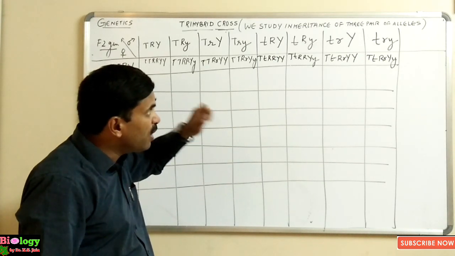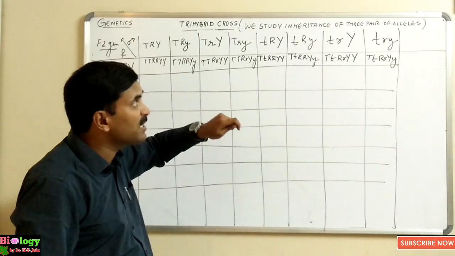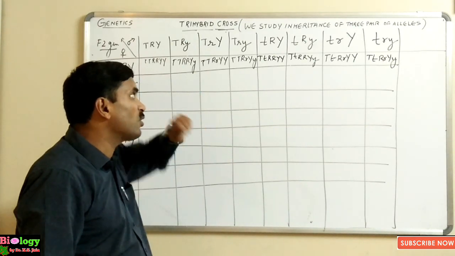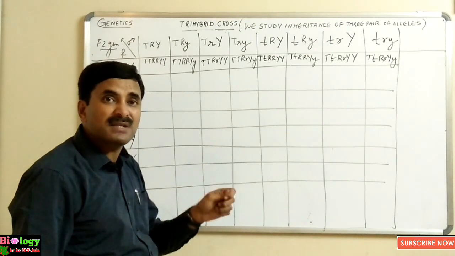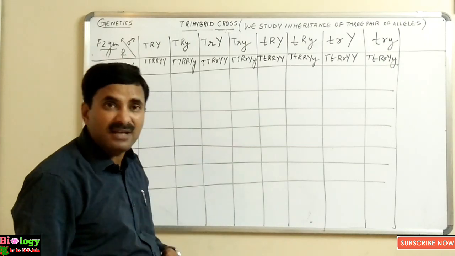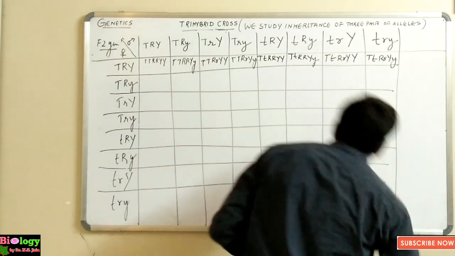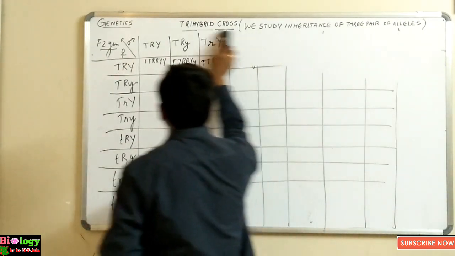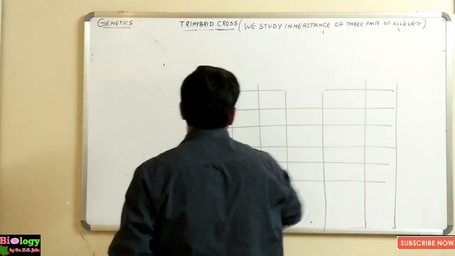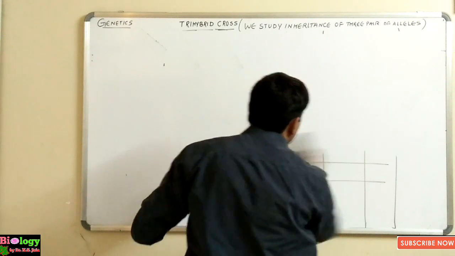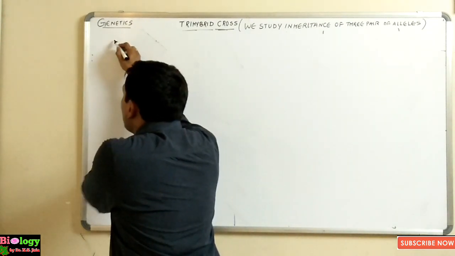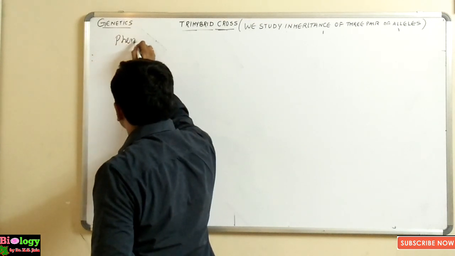So we will not be calculating the phenotypic and genotypic ratio by the orthodox methods used earlier. We will be using a mathematical formula to calculate them. So have a look. To save our time, we are using a mathematical method to calculate the phenotypic ratio and the genotypic ratio of a trihybrid cross. See here, very first we are going to study the phenotypic ratio.